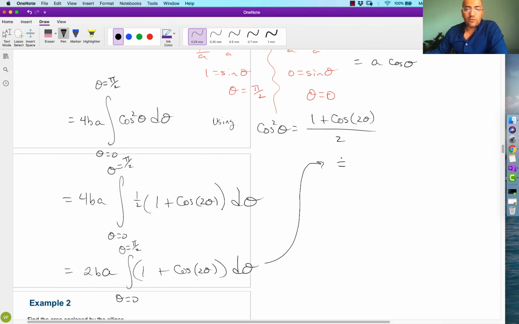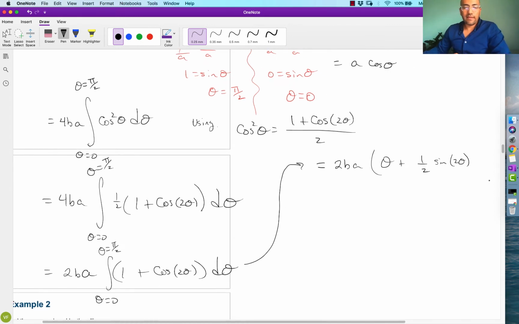This is then equal to 2BA, and then we're going to end up with a theta from here. Right? The antiderivative of 1 is theta. And then from here, it has something to do with a sine 2 theta. The derivative of sine 2 theta is cosine 2 theta, except that we'd have to do that chain rule and end up with an extra 2, which we don't want because it's not on there. So we're going to have to toss in a 1/2 out there. And all of that gets evaluated as theta ranges from 0 up to pi over 2.